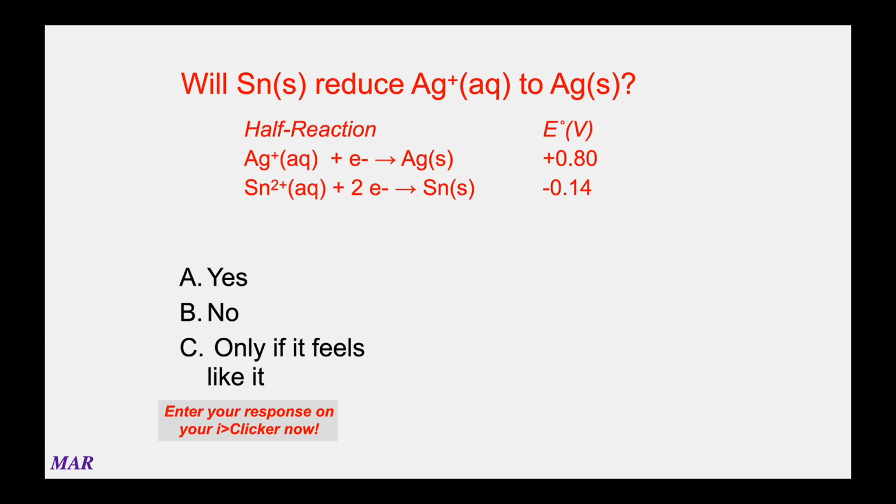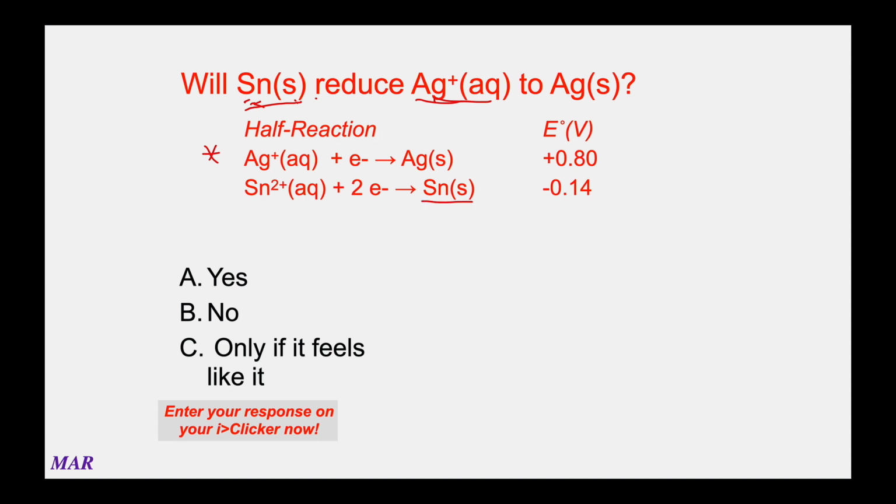Now, the question is, will tin reduce silver? Okay, it's not about silver metal, it's silver plus. So what that means then is that the tin and the silver plus are going to be our reactants. The tin and the silver plus are going to give you the yes, no, or only if it feels like, I suppose, answer. Okay, why that's important is that in the half reactions we have silver plus as a reactant, so we're going to use that one as is.